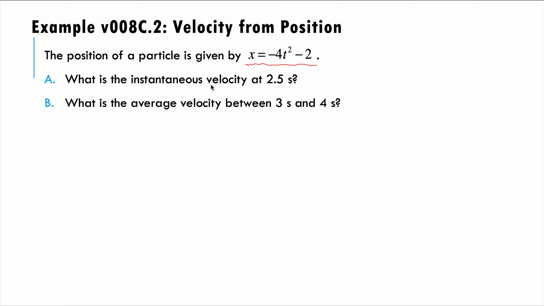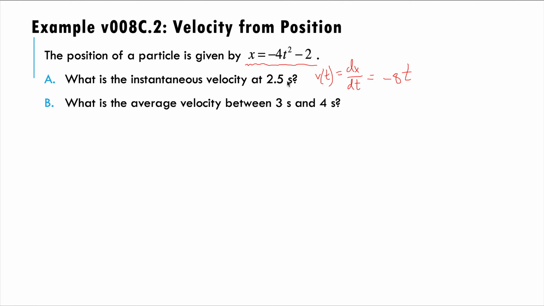Well, instantaneous velocity is defined as the derivative of x with respect to t. So all we have to do is take the derivative of this function with respect to t. So that's going to be negative 8t for the first term here, and then 0 for the second term when we differentiate with respect to t. So the velocity as a function of time, and we can put v in parentheses t to show it's the velocity as a function of time.